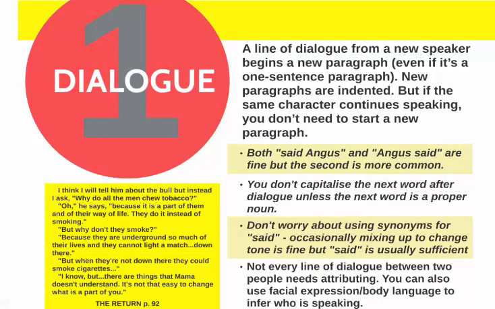So with dialogue, the basic rule is that a line of dialogue from a new speaker begins a new paragraph. So the first person can talk and you'd just be within the paragraph, but as soon as someone new talks, you need a new paragraph. And for each line of dialogue, you indent it a little bit so you can clearly see it's a new paragraph. But if the same character continues speaking, you just leave it on the same paragraph. Basically, new speaker, new paragraph. Same speaker, same paragraph. It's basically how it goes.